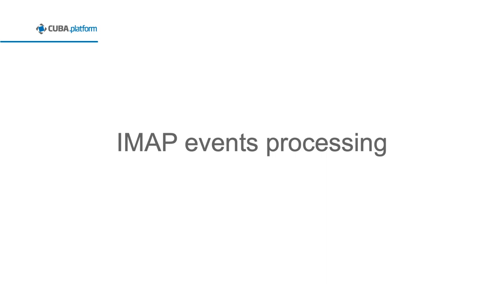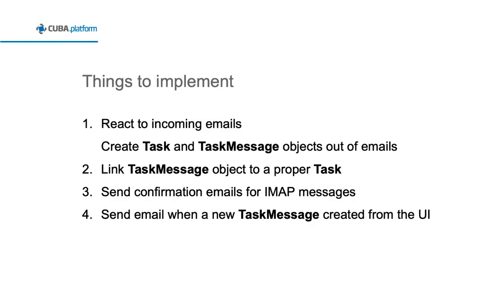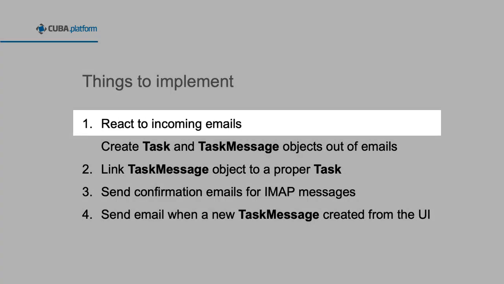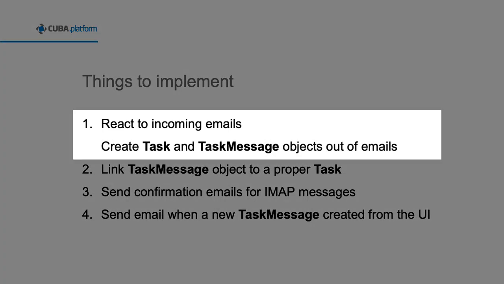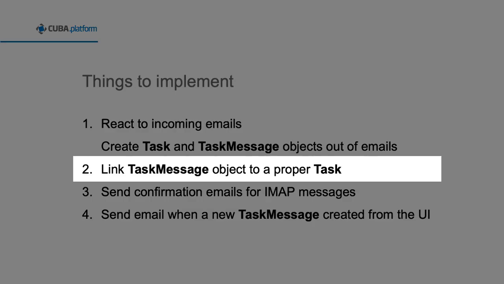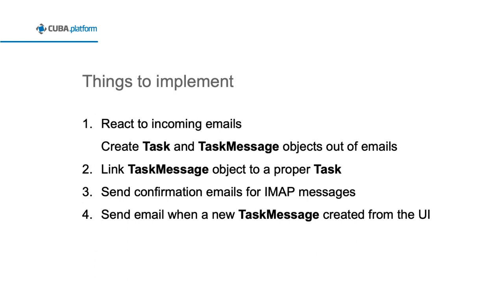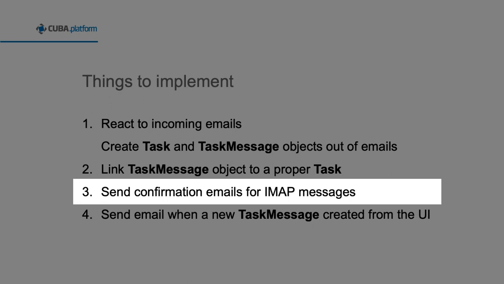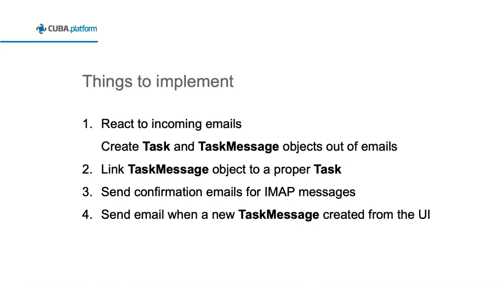What shall we do to finish our application? There are several things left. The application should react to the incoming emails and create task message and task entities and send responses. Second, it should link task messages to a proper task if the incoming email has the correct task ID in the subject field. Third, it should send out a confirmation when an email has been received over IMAP.